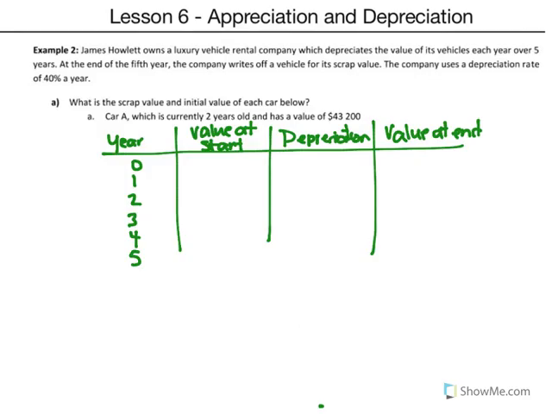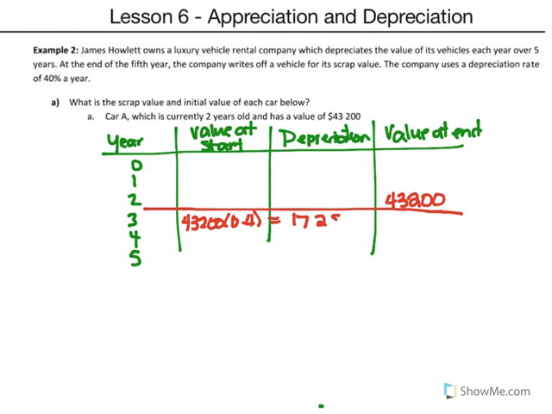So this one's saying that car A is currently 2 years old, and it has a value of $43,200. So at the end of year 2, the value is $43,200. So that's how old this car is. So to figure out how much it depreciates, the value at the start of the year is $43,200. We're going to times it by 0.4. And the 0.4 then equals 17,280. So that's how much less the car is worth.